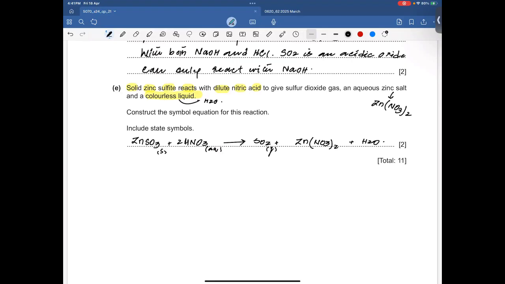Sulfur dioxide is a gas. Zinc nitrate is aqueous because all nitrates are soluble. Water is a liquid. So that's the end of this equation because the examiner is looking for the symbol equation, okay?